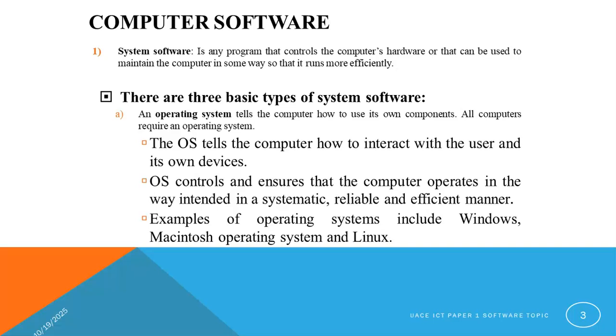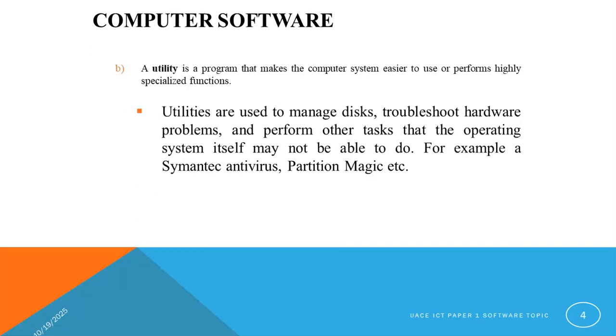For the examples, we can have Windows, you can have Linux. If you are running Mac, we have the Macintosh operating system, and so on. Another example of system software, we have the utility software. We normally call these a utility. It's a program that makes a computer system easier to use or performs a highly specialized function.